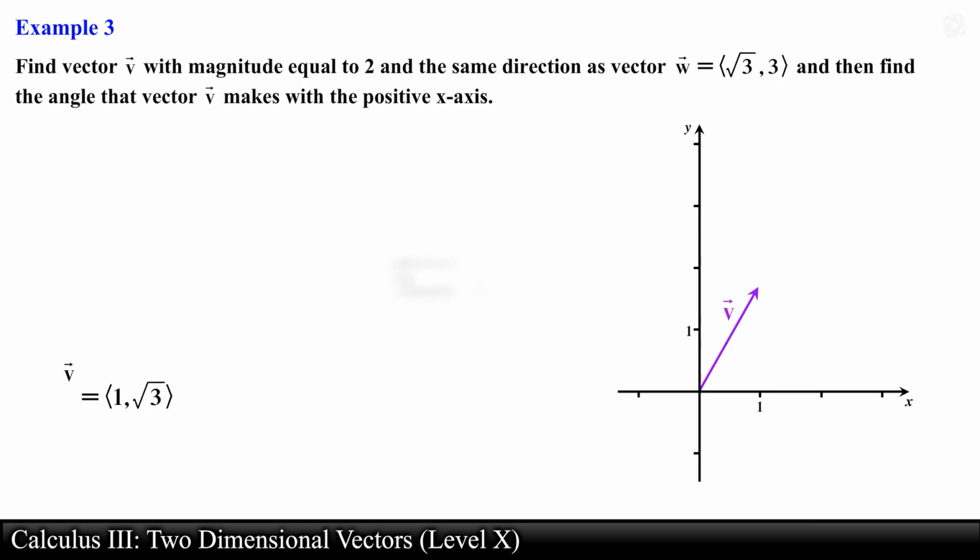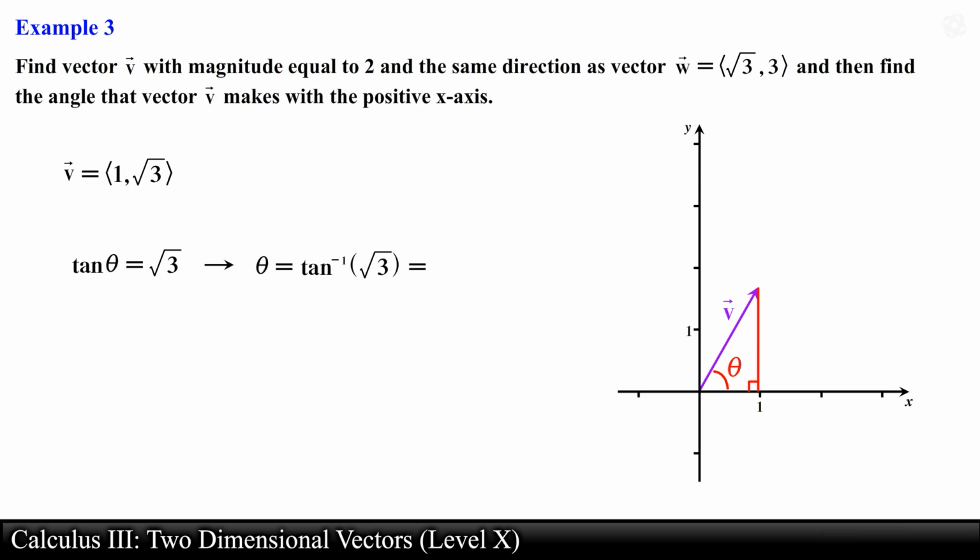Now we need to find the angle that this vector makes with the x-axis. We can easily find this by using the components of the vector to form a right triangle, and then use trigonometry to find the angle. In this case, we solve for theta by computing tangent inverse of the square root of 3, which equals 60 degrees, or pi over 3 radians.